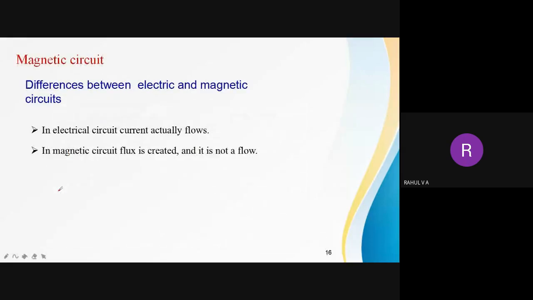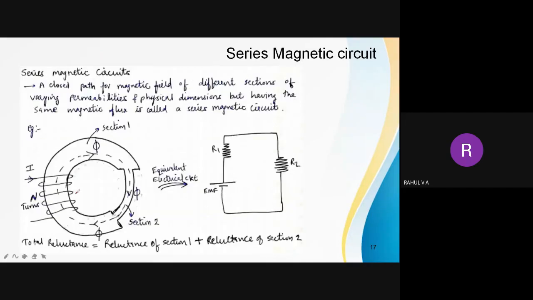Now let us move deeper into magnetic circuits: series magnetic circuit and parallel magnetic circuit. Here you can see a diagram where there is a coil and current I is flowing through that coil, and you can see that there is a difference in area of cross section. There are two sections actually.